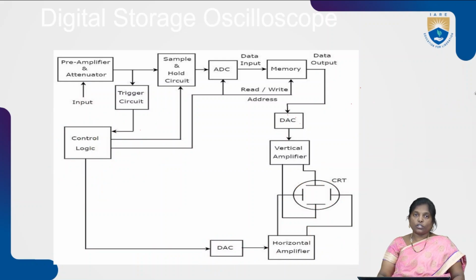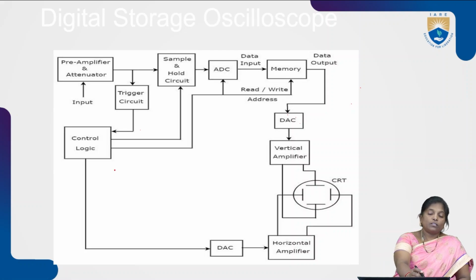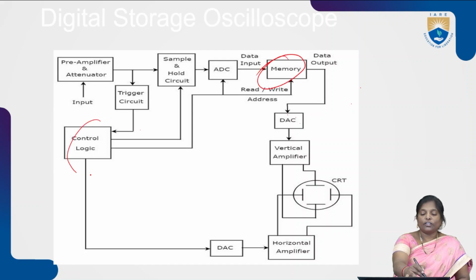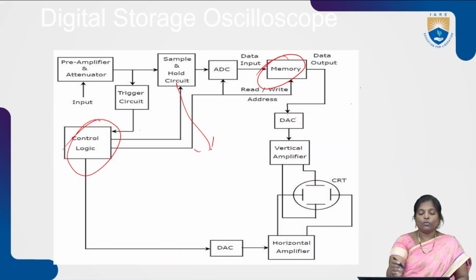Once again, observe the digital storage oscilloscope. It is not only used to represent the waveform on the CRT screen, it can also be helpful to store the data whenever we want to retrieve it. How much time it can store the data depends upon our requirement. If you want to see the data or verify the data after 1 hour or so, we can store the data in the memory unit, and whenever we want to retrieve, we can retrieve the data. So the main blocks present in this digital storage oscilloscope are the memory unit and control logic, along with the sample and hold circuit.